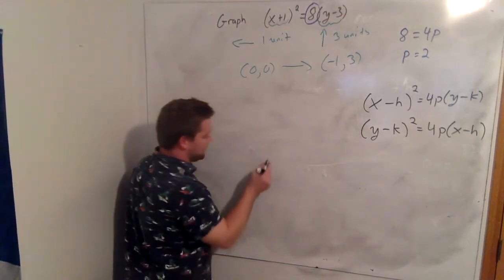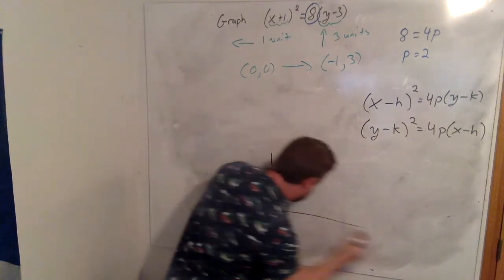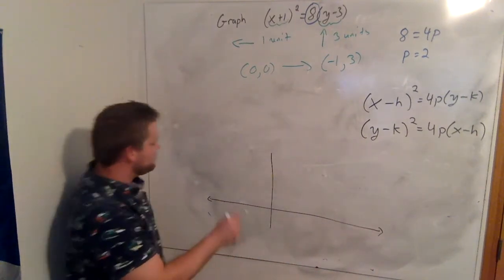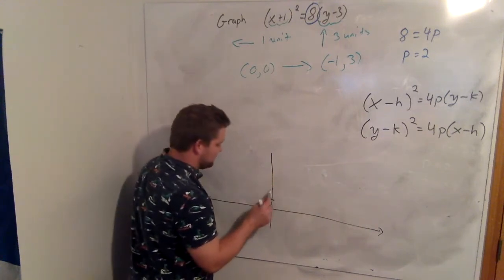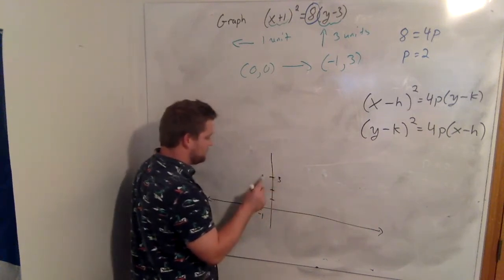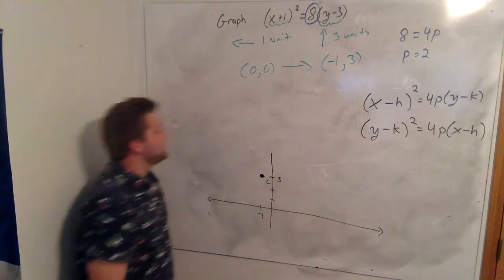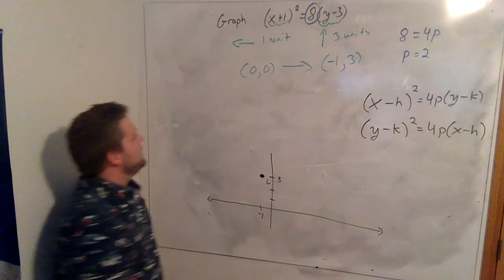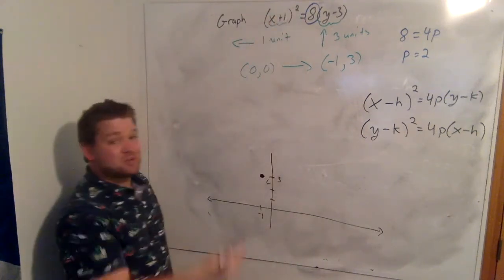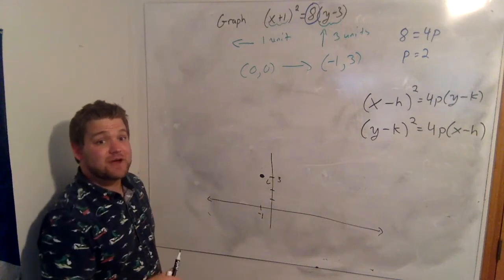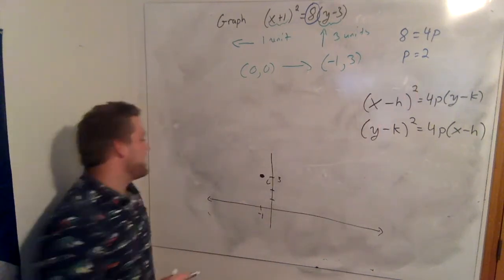So let's go ahead and sketch it. The vertex will be at -1, 3. So here's -1. Now let's go up 3 units. This is where our vertex will be. Maybe I'll put a V here for vertex. Since we have an x piece being squared, this is either going to be a happy face or a frowny face parabola. But our p-value is positive, so it'll be a happy face parabola.